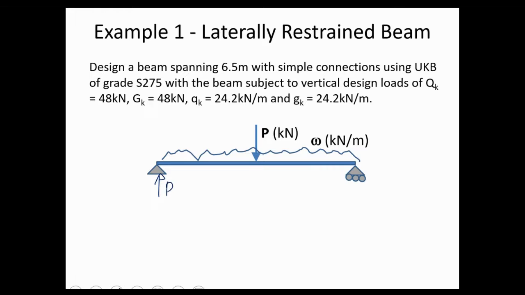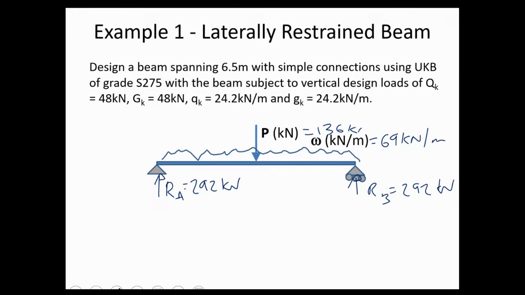The next way I could get the bending moment: we know that the reaction at A was 292 kilonewtons, and the reaction at B is equal to 292 kilonewtons. We know the uniform distributed load was 69 kilonewtons per meter, and the point load is 136 kilonewtons. So we can get the bending moment diagram by looking at the forces in there. I want to know what the MED is at the center of it.